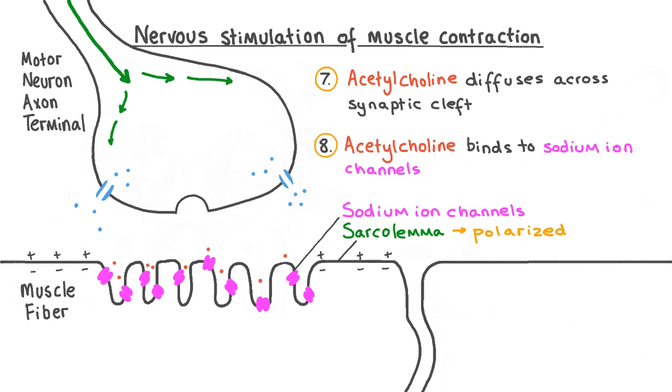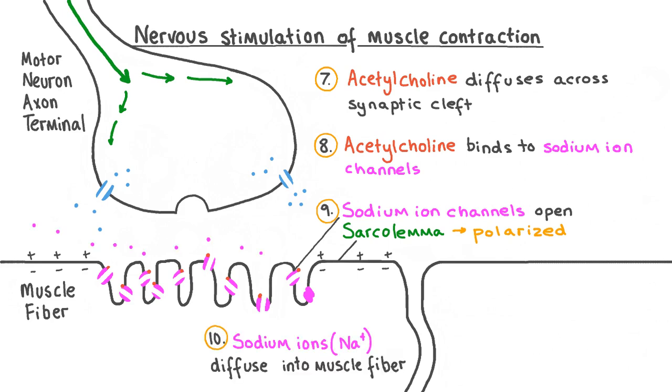Once it's diffused across the synaptic cleft, acetylcholine, which is shown here in red, attaches to these binding sites, causing the sodium ion channels to open. This allows sodium ions, which are shown here as pink dots, to diffuse from the synaptic cleft where they're in a high concentration into the muscle fiber where they're in a comparatively lower concentration. As the acetylcholine binding sites are only located on the sarcolemma and not on the motor neuron itself, this ensures that the signal only travels in one direction.